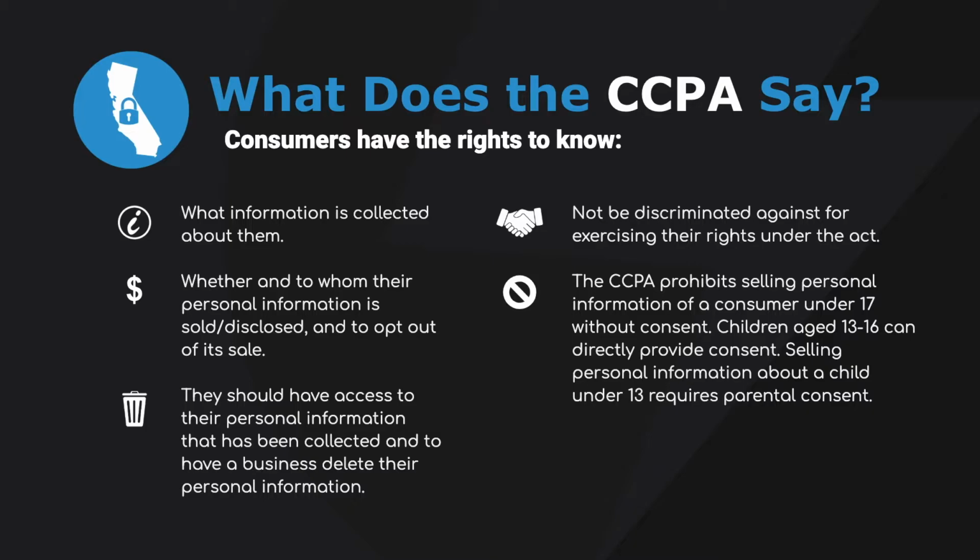They are not to be discriminated against for exercising their rights under the Act, which means if a consumer is going to provide you with personal information or not provide you with personal information, they need to be treated similarly if there's a disclosure. You can't have a quid pro quo for giving personal information out. And the CCPA prohibits selling personal information of a consumer under 17 without consent. Children aged 13 to 16 can directly provide consent. Selling personal information about a child under 13 requires parental consent.